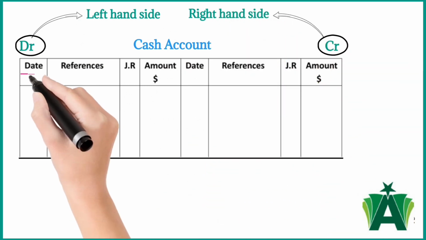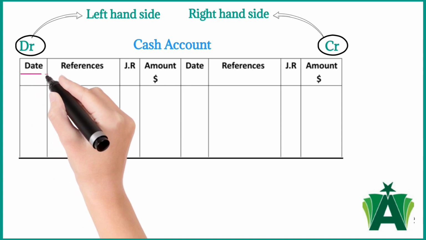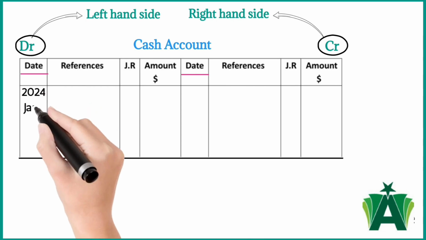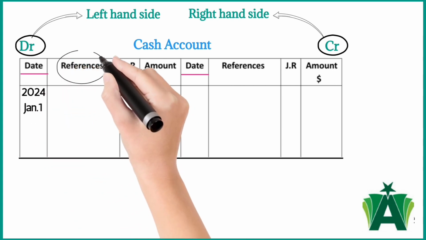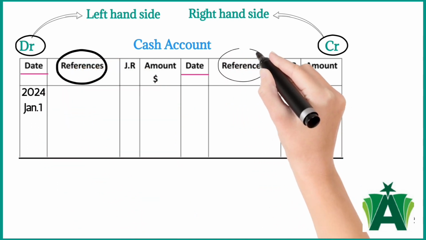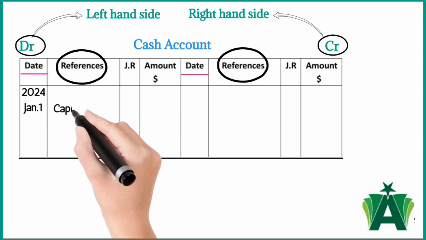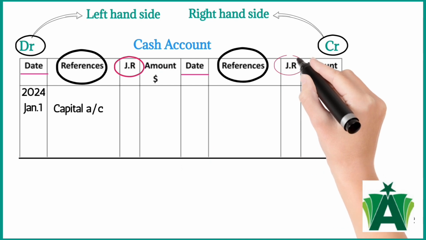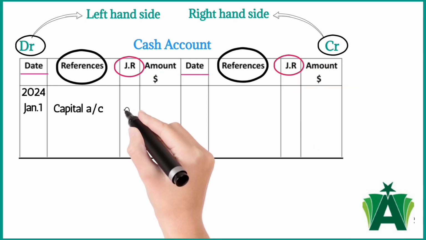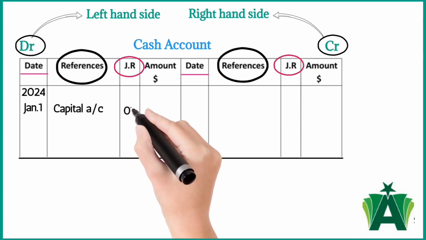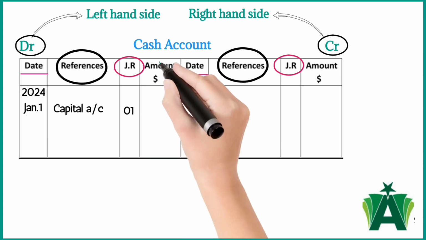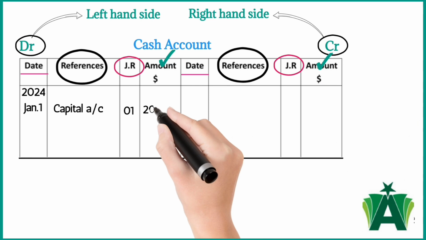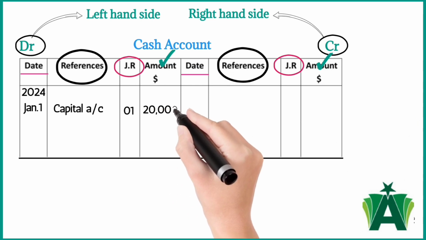Now we discuss the columns of a ledger account. The first column is a date. The date of the transaction is written in this column. The second column is references. In this column the name of the opposite account in the journal entry is written. The third column is a journal reference. The page number of the journal from where the transaction has been posted is mentioned in this column. And the last column is the amount. The amount of the transaction is recorded in this column.